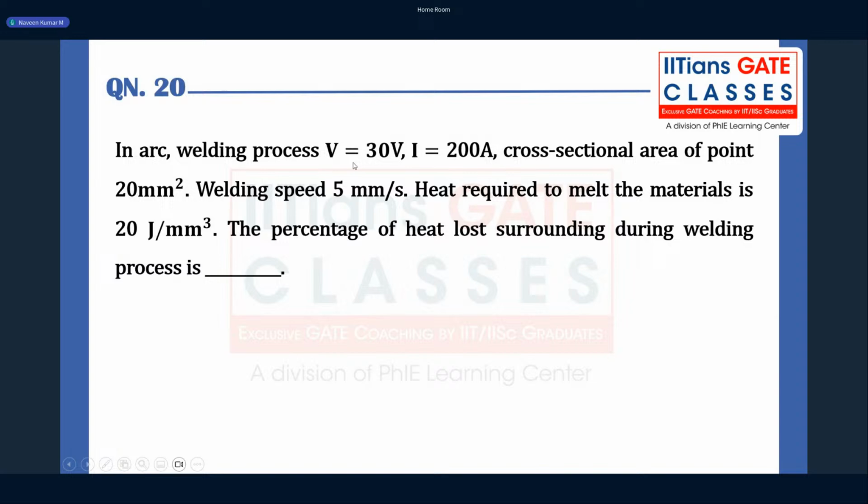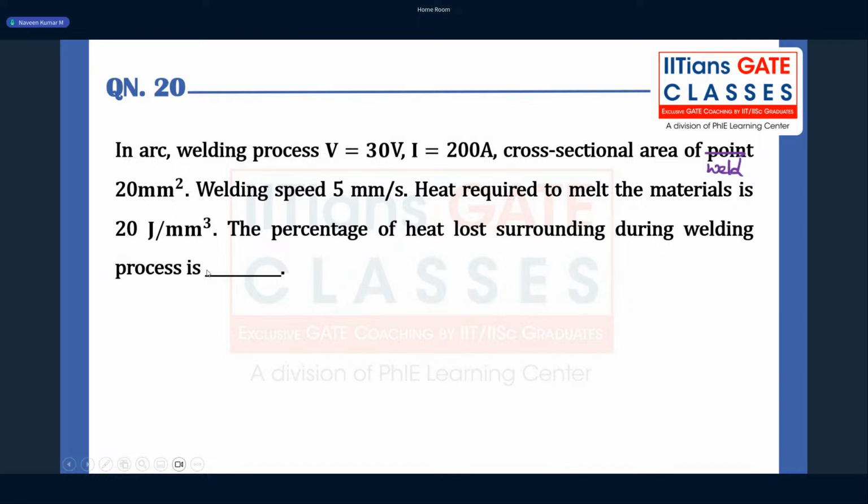What is that? In arc welding, V is given, that is voltage. The voltage is 30 and the current is given. The cross sectional area of welding is 20 mm square, and welding speed is 5 mm per second. Heat required to melt material is 20 joule per mm cube. The percentage of heat lost during welding process is asked. Simple, right?